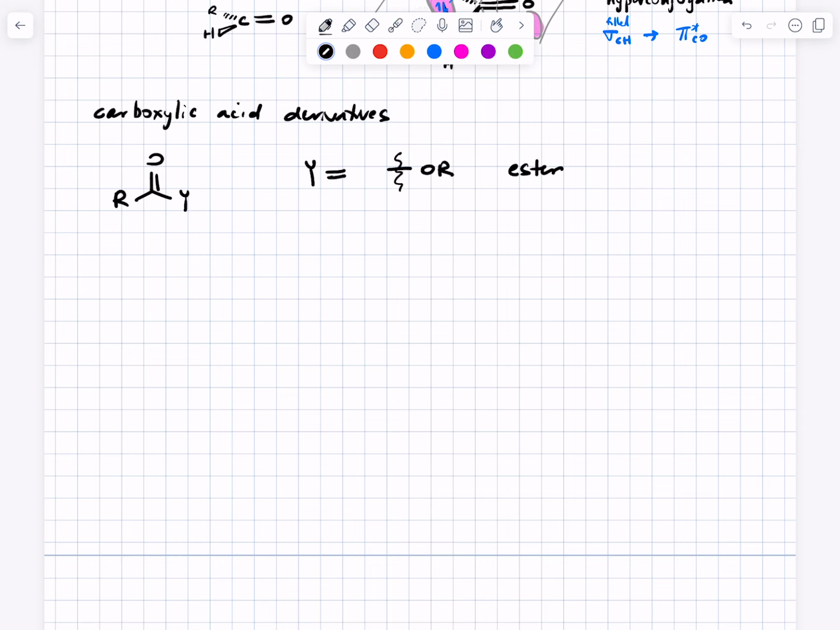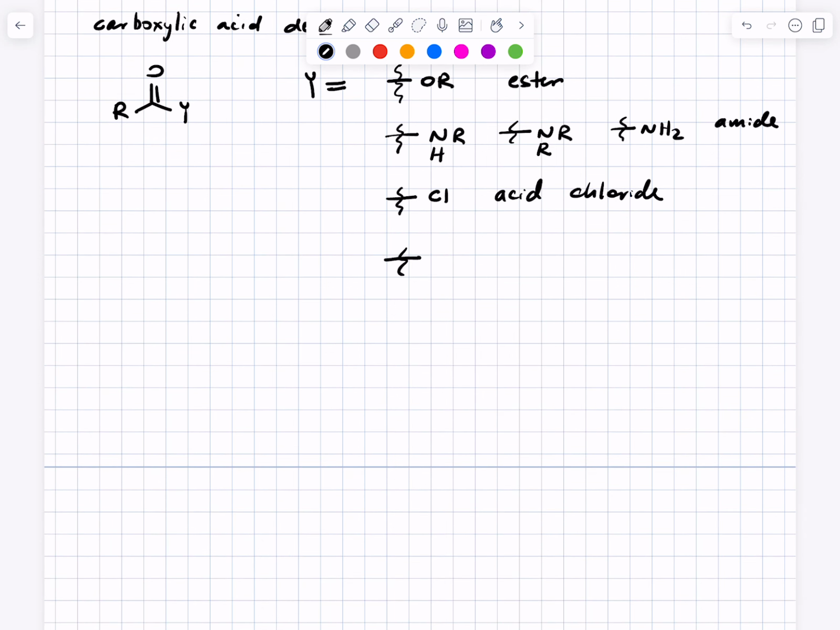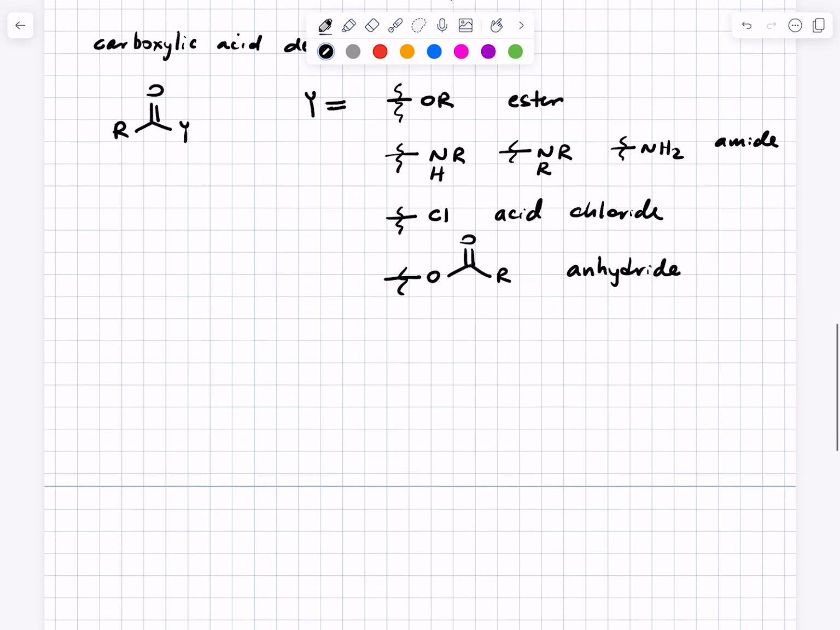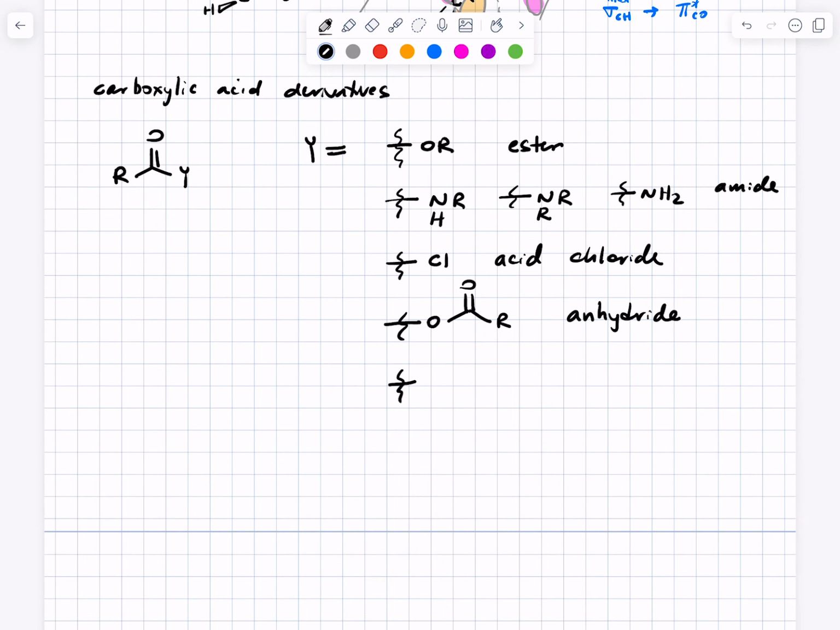Okay? If the Y group is a nitrogen, it could be any one of the following options. We're going to call that an amide. If it's a chloro, we're going to call that an acid chloride. If the thing attached to the carbonyl carbon is some kind of carboxylate, we're going to call it an anhydride. And then, of course, we can get much more exotic than that, especially in biological molecules. So if the thing attached to the carbonyl carbon is a sulfur, we're going to call this a thioester.